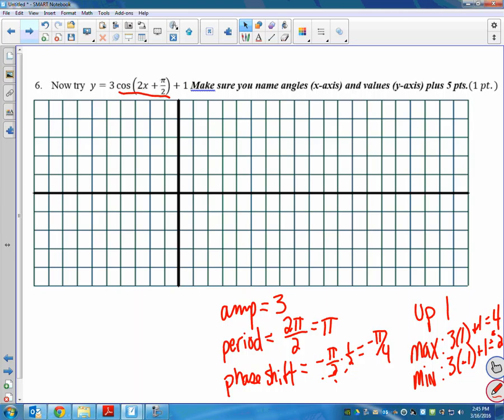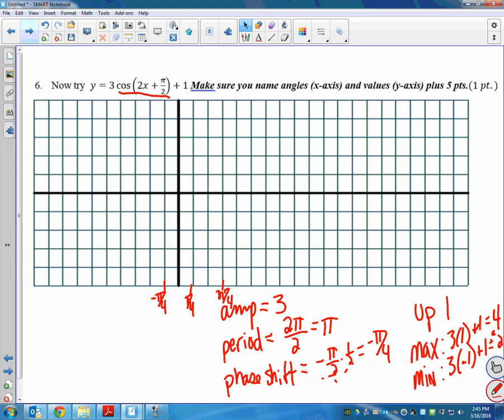I always make, I don't know if you have pre-made graphs or not, but I always make my graph go by whatever unit my phase shift is. So if I'm shifting it by pi fourths, I'm going to make each one of these little marks, each little square represent a fourth. So I'm going to mark that down here. So this is going to be like negative pi fourths. This would be pi fourths. Then that would be 2 pi fourths or pi halves. That would be 3 pi fourths.